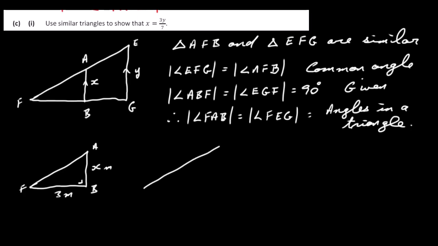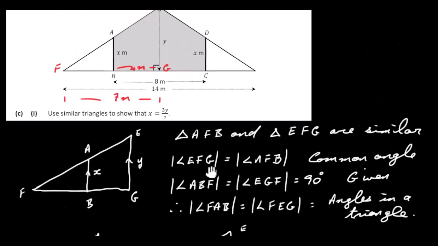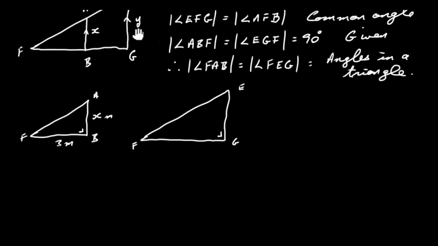The larger triangle then, which is F, E, and G. Right angle is down here. So the sides are, y is the vertical one, and the distance from here to here is 7 meters. So our two sides are y meters and 7 meters here. So these are our similar triangles. That angle is equal to that angle is equal to that angle, and we have two right angles as well.